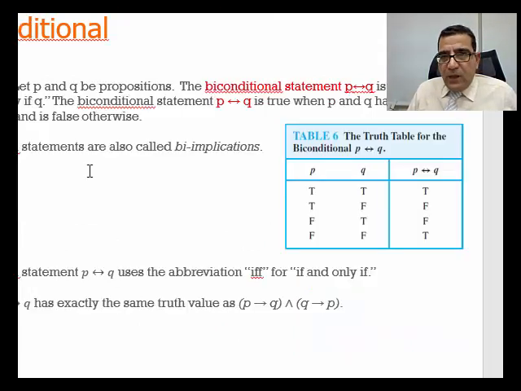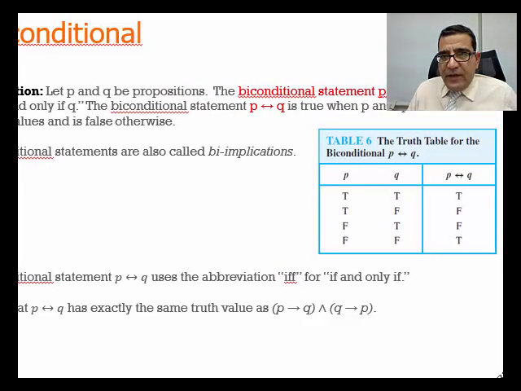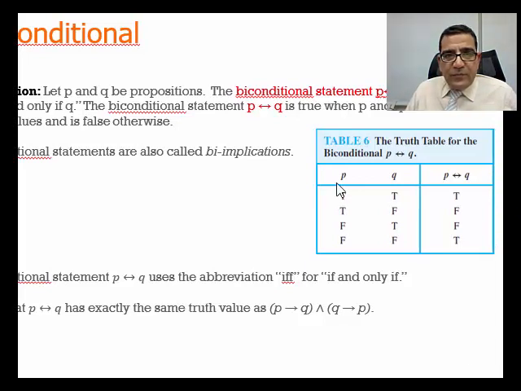Okay, so now let us look at the biconditional statement. So if we have if and only if here, P and Q, we get true if both of them are similar. So if we have P and Q, true and true, we get true, false and false, we get true. Any other cases, we get false.